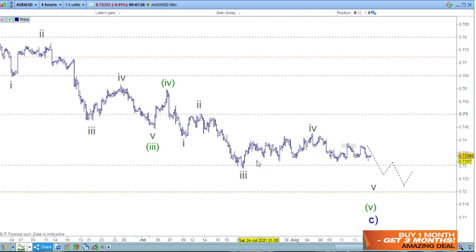But because it's got overlapping wave structures, it does mean that it's corrective, and because it's corrective as part of the trend, it's a continuation pattern. So it's a corrective continuation pattern within the trend. So we should see lower ground below this one here, down into the 72, maybe even a bit lower.